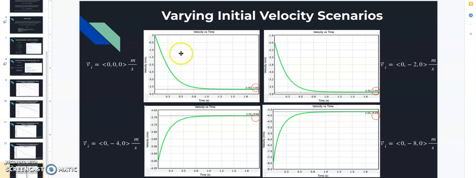And additionally, if we have different initial velocity scenarios, as you can see with these four graphs, the approached terminal velocity will still be about the same in every case. So any initial starting velocity will not change the terminal velocity reached.